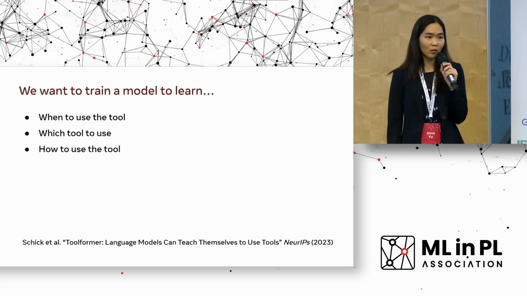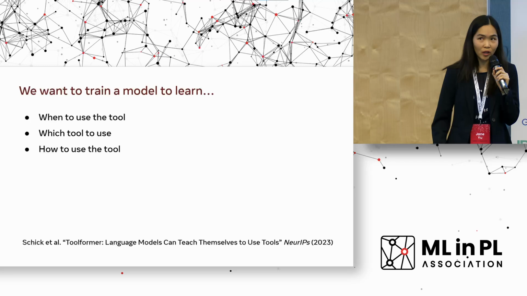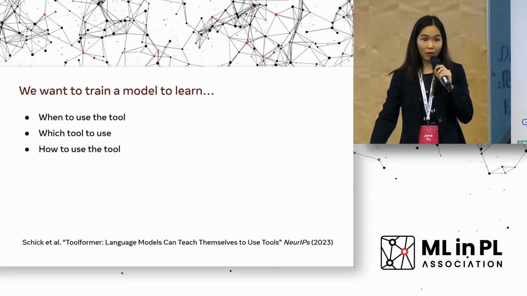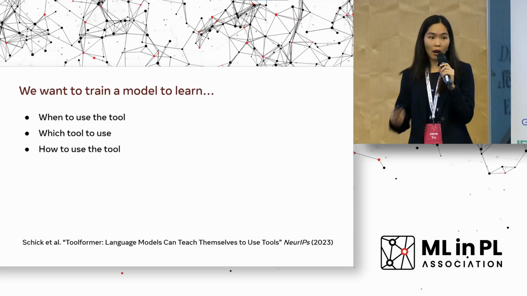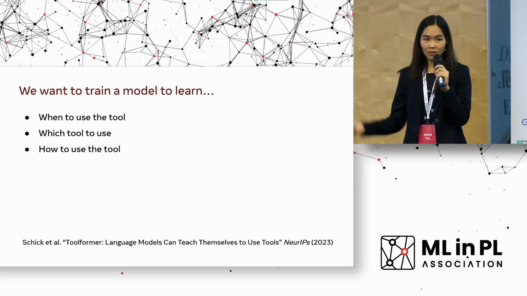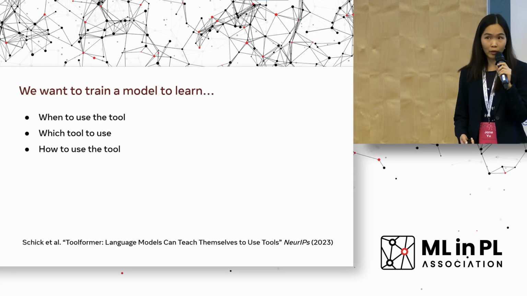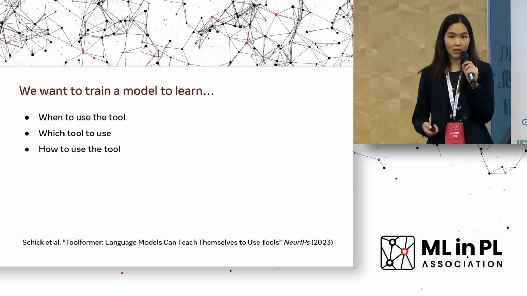Okay. But we don't just want the model to know when to use the tool. We also want it to know which tool to use. Let's say I give it like 5 tools. We want it to know which tool to pick and also how to use those tools if it is given a set of tools. And so now I'm going to talk about this work, Toolformer, which is a work that's going to appear in NeurIPS as an oral presentation.